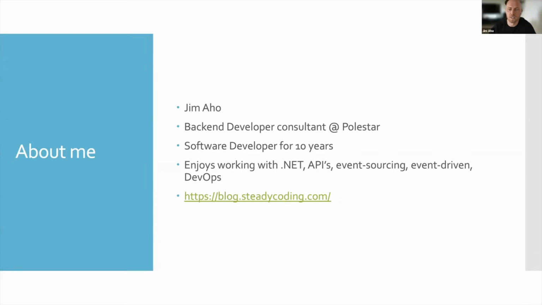Event sourcing we won't really talk about today. Instead, we will just talk about event-driven architecture. I also like to work with a DevOps team, work together with UX people, front-end developers, together with backend, and monitoring applications, look at response times, stuff like that. Sometimes I blog at steadycoding.com, so feel free to take a look there if you want to.